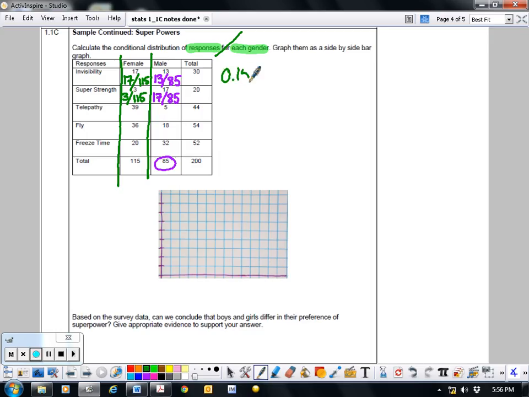So we start off with 0.15, 0.03, 0.34, 0.32, and 0.17. Now I'm going to move over to the males, so I'm going to use that same male's color. 0.15, 0.20, 0.06, 0.21, and 0.38.